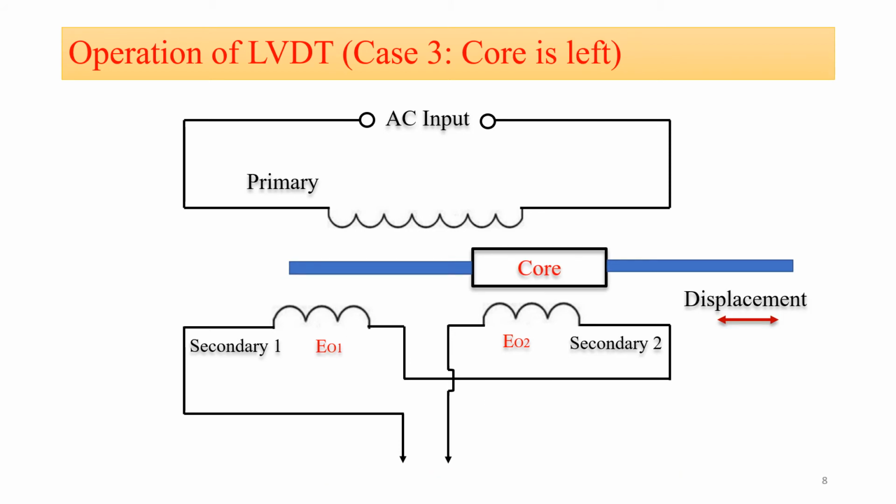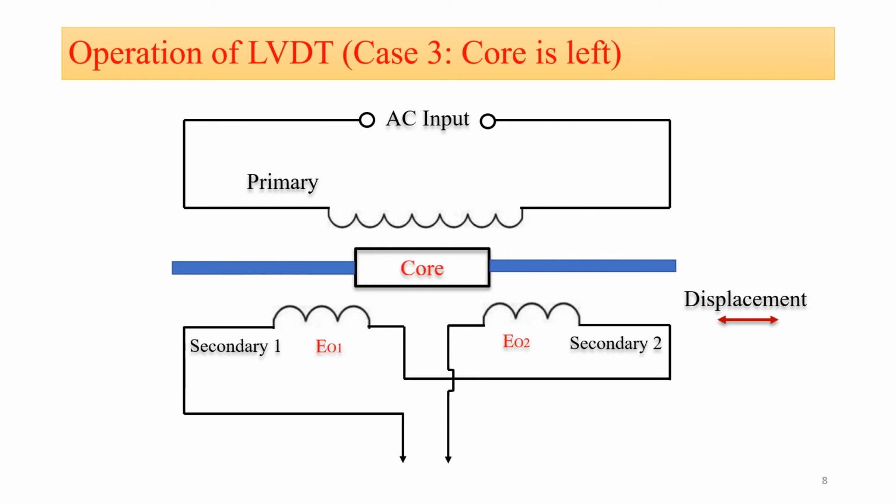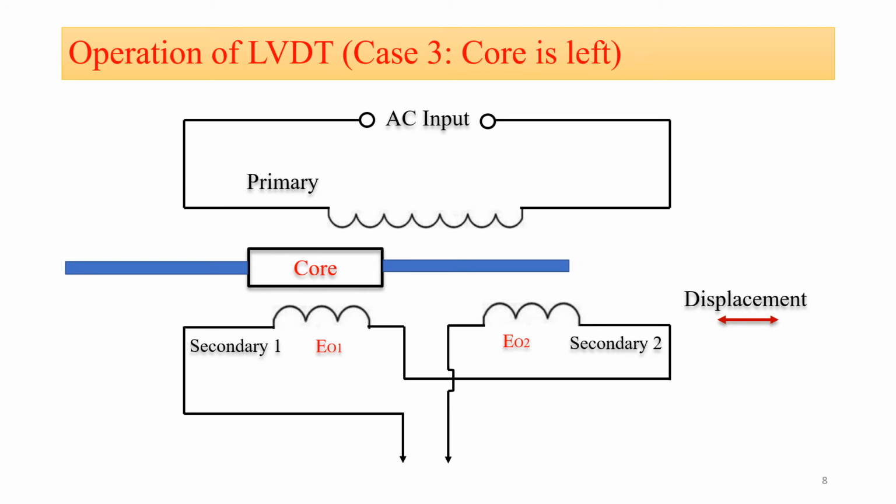Now let's discuss the third case, that is, if the position of the core is at left. If you observe, the position of the core is at left, or at secondary winding 1. Now when the core is at secondary winding 1, the EMF induced in secondary winding 1 will be greater than the EMF induced in secondary winding 2. That is, EO1 will be greater than EO2.